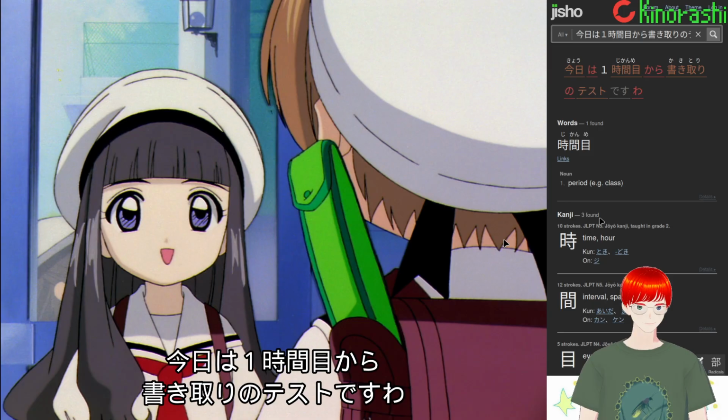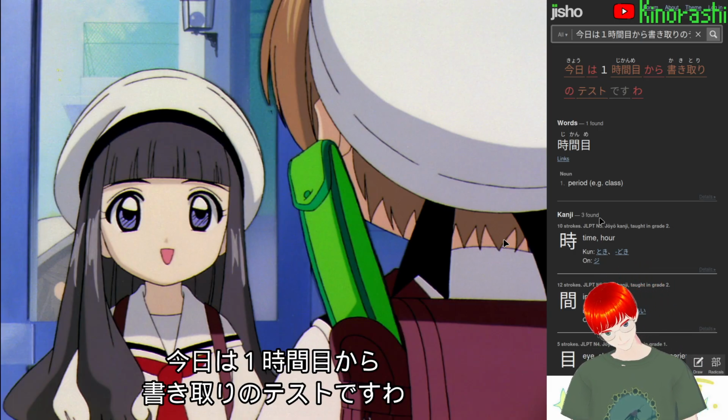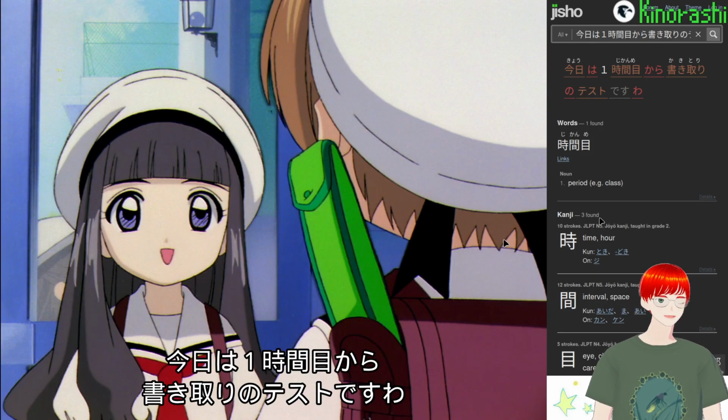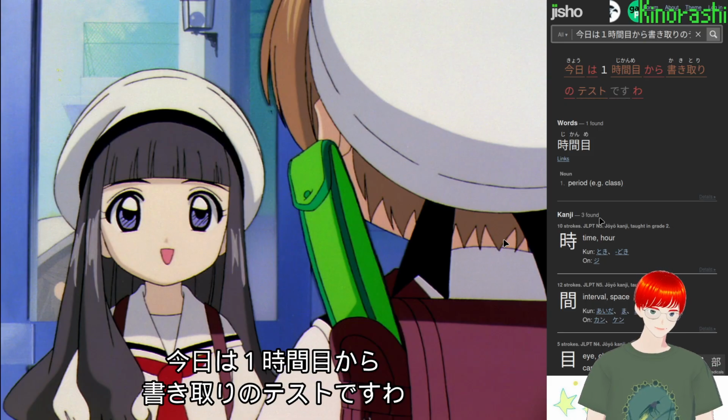Me functions as a suffix indicating order, number, or sequence rather than referring to physical eye. When attached to a counter or number, me changes the meaning from a simple quantity to a specific position in the series: first, second, third. Ichi jikan means 1 hour duration. So ichi jikan me means first period or first hour sequence. In Japanese school systems, the day is divided into class periods called jikan. Therefore, ichi jikan me specifically refers to the first class period of the day. The sentence translates to: today there is a spelling test starting from the first period.